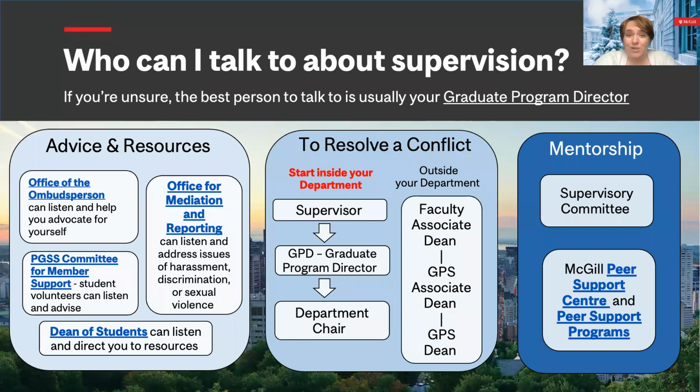I'm actually going to skip over to the bucket on the right, the mentorship bucket. Sometimes in supervision, it's not always possible to get everything you need from just one supervisor. Like in any relationship, we can't all be everything to everybody. So it's entirely possible that at some point you're going to want to talk to other people to receive mentorship or some kind of support that you're not receiving from your supervisor.